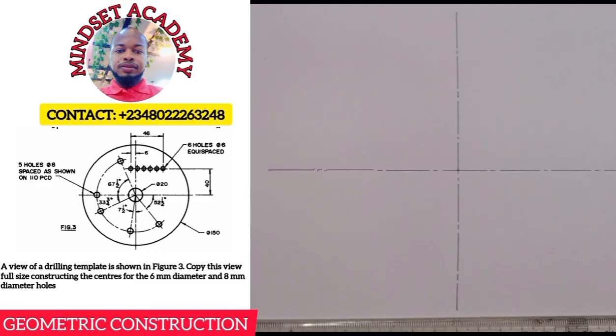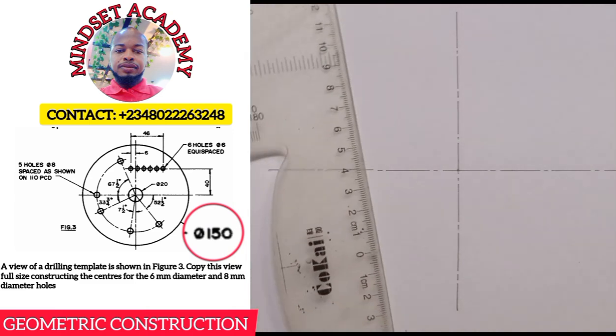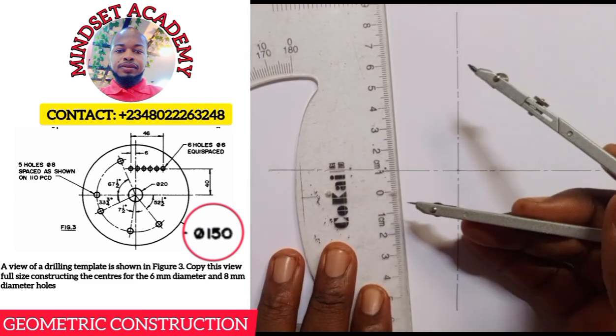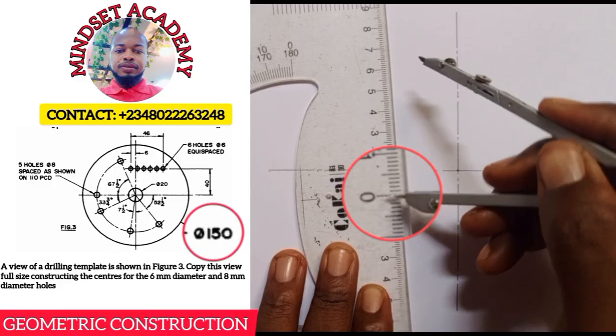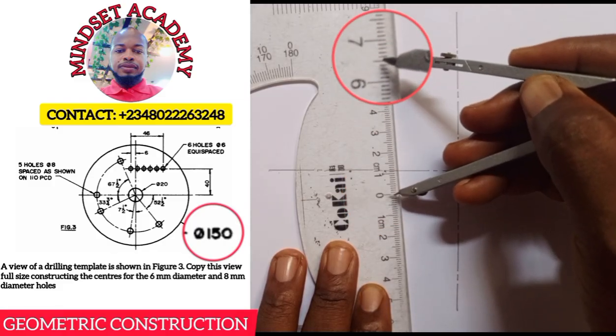So the outer diameter that is given in this diagram, you can see it from here. That is 150. When you see a circle with a slash on it, it means diameter, and it's 150. So for you to draw a circle, you need half of the diameter, and that is called the radius. So I'm going to measure 75, which is half of the diameter. From 0 to 75, can you see that? This is half of the diameter.